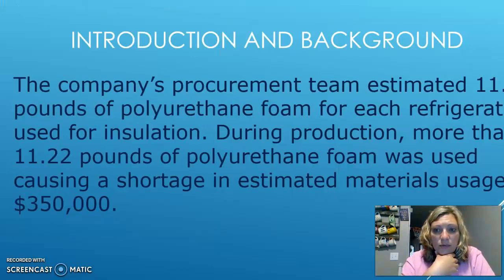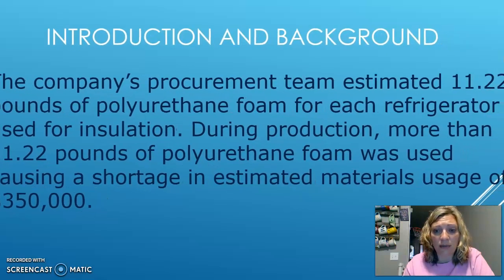Okay, so the company's procurement team estimated 11.22 pounds of polyurethane foam for each refrigerator used for insulation during manufacturing. During production, more than 11.22 pounds of polyurethane foam was used, causing a shortage in estimated materials usage of $350,000. We're going to discuss what we find here, how that happened, and what we can do to prevent that going forward.